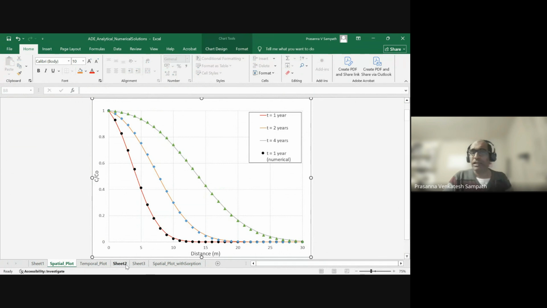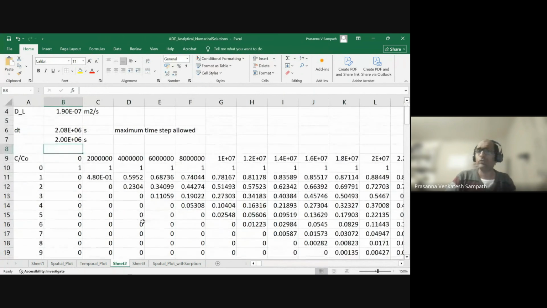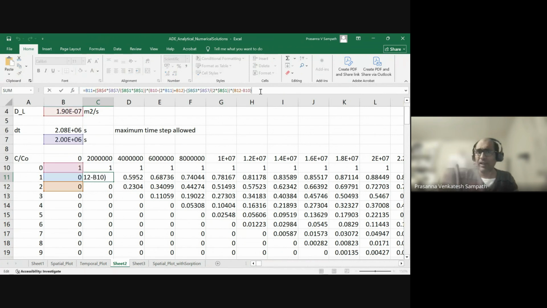I'll share this Excel file with you. I urge you to go through it and understand the logic behind how the explicit scheme is being calculated. We already have the equations. I've just translated them into these different cells used in the model. All right, let me go back to the PPT.